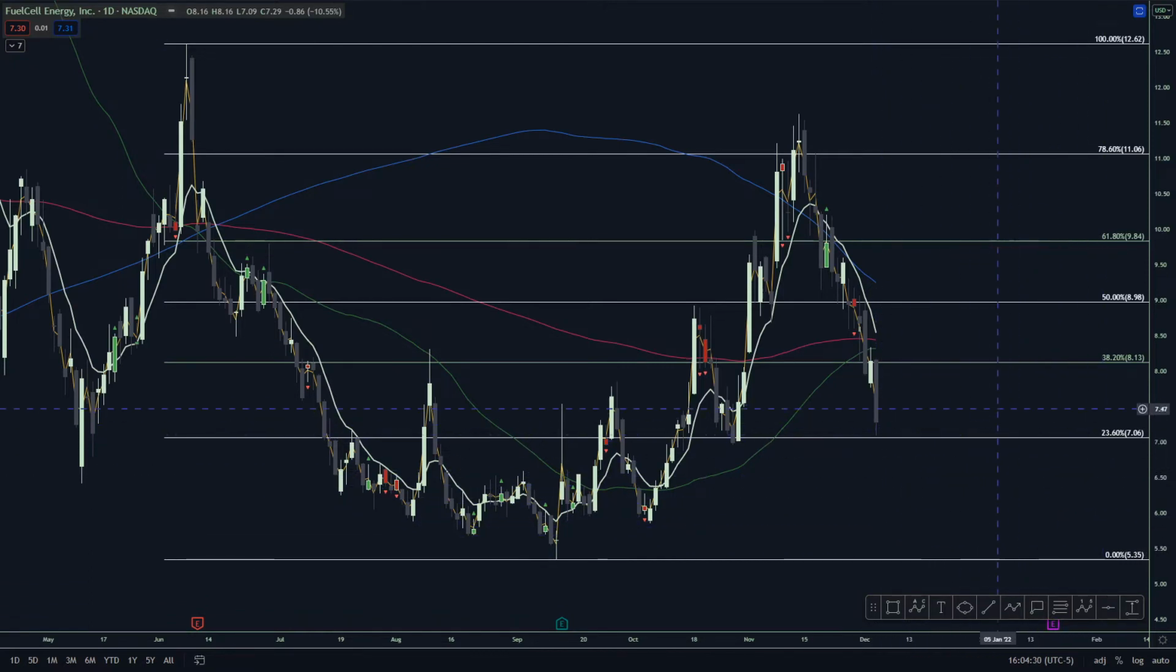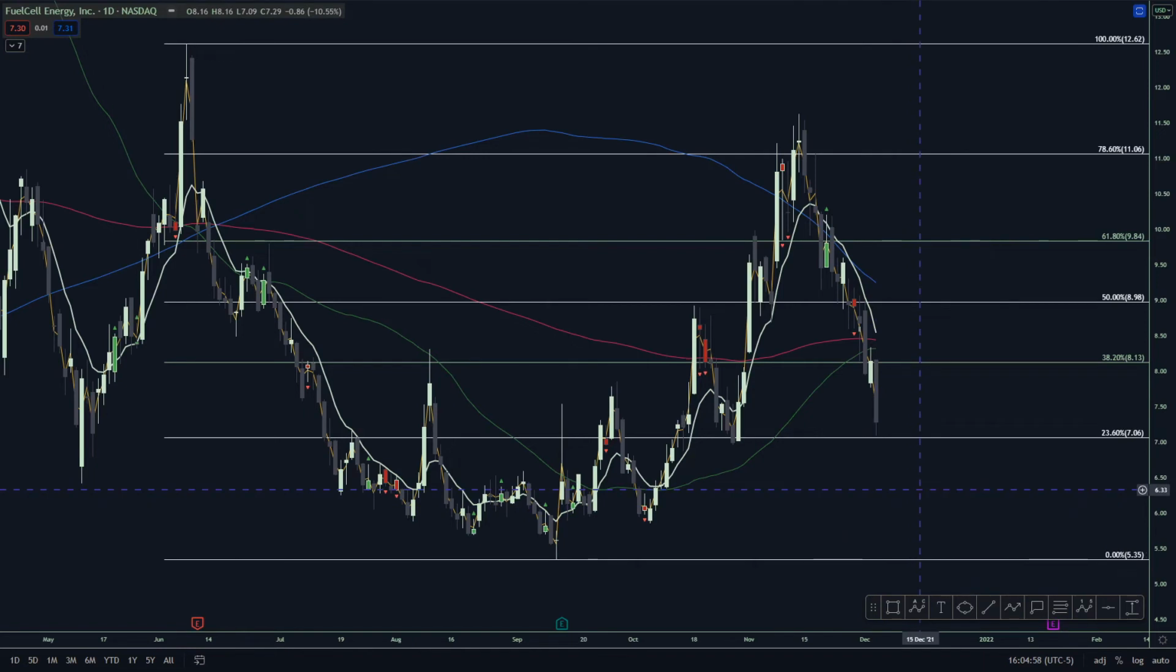And say you break a resistance level, this 38 fib sitting at 8.13. If that resistance level is broken and you backtest that and get a bounce or wick off, it would then have turned that level into support. So it works both ways. It's very, very useful. You find that it works more often than not, for sure. It's just another tool in the bag when trying to find entries and exits.